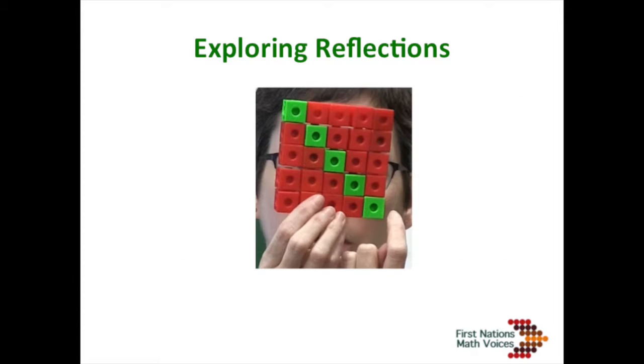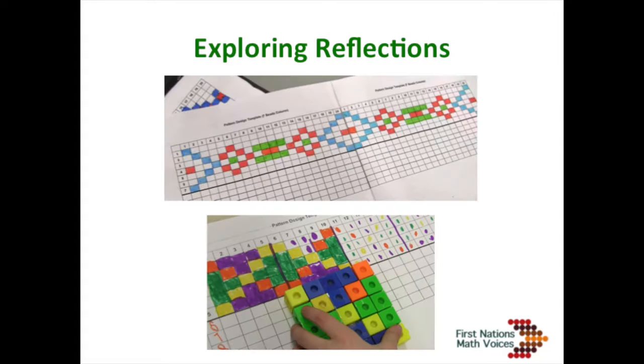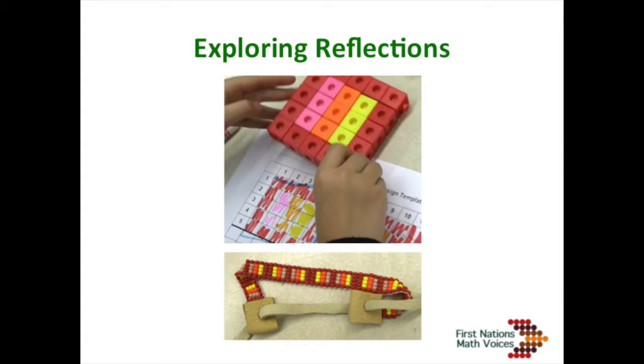We then asked students to build a square pattern core that was itself not symmetrical to see if they could predict what the reflection would look like. They then created designs by reflecting one pattern core across the template. An interesting question once the template had been completed was, what is the pattern core?